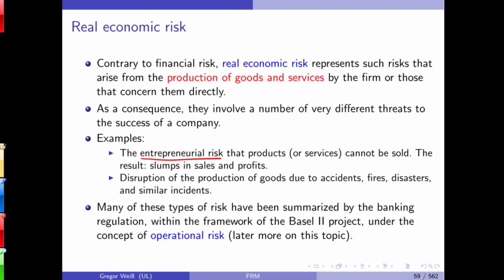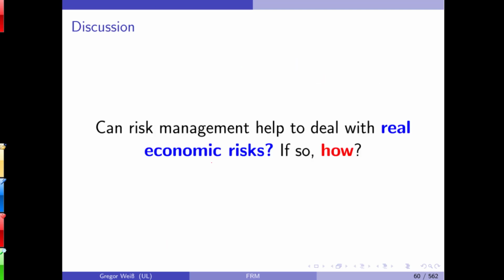However, there are some real economic risks that can arise: a disruption of production, if it's due to accidents, thefts, floods, disasters, fires, and similar incidents. Some of these real economic risks you will see later on in what we call operational risk, op risk. So that's the risk that, again, the projector falls down and production of knowledge in this room is disrupted. Weird example. So that's op risk. Again, risk management is not really able to deal with real economic risks, and definitely not with strategic risks and entrepreneurial risk. If you don't know your business, if you don't know your market, you will go out of business, but risk management is not concerned about that.